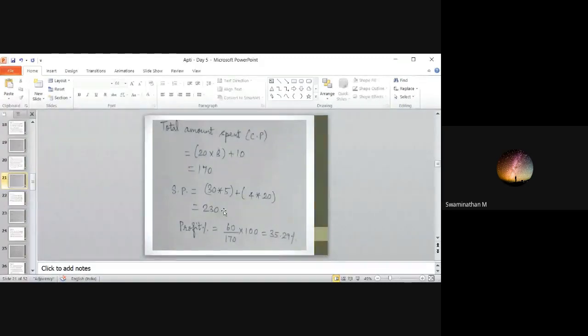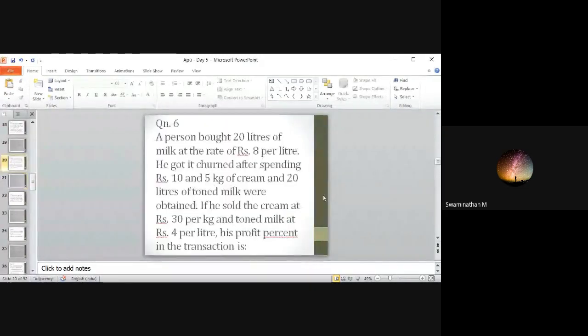Question explanation. A person bought 20 liters of milk at the rate of rupees 8 per liter. So 20 into 8, 160 rupees he has spent. He got it churned after spending rupees 10. This is also cost price. So 160 plus 10, 170 is his cost price.